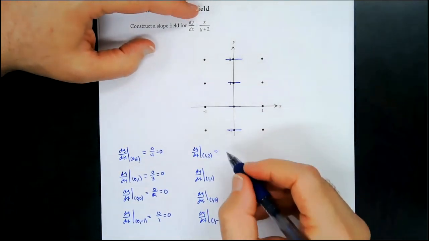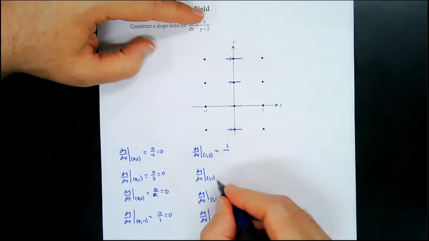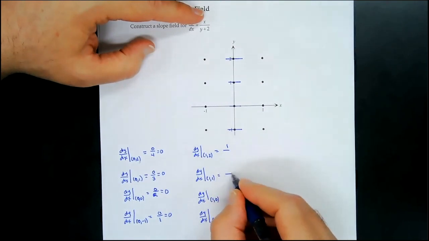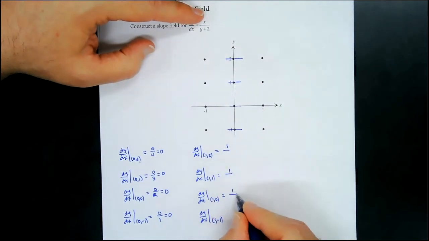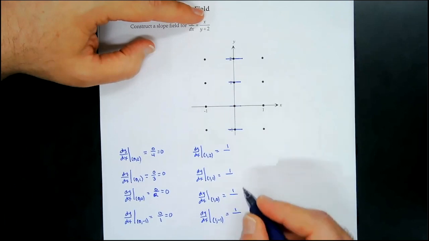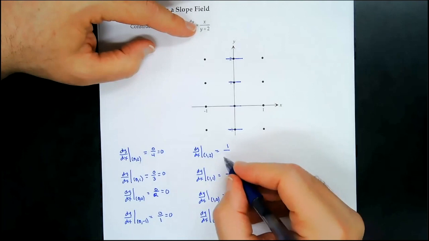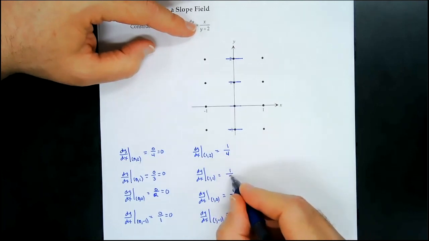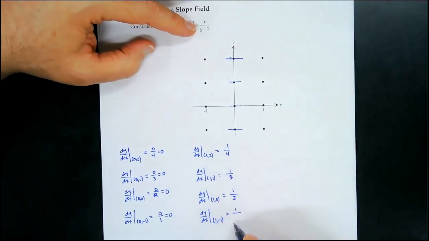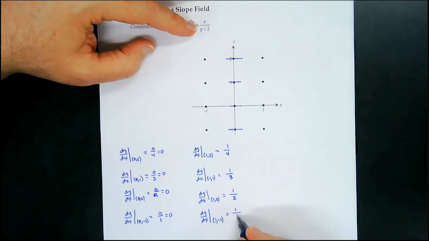So x is going to be 1. Actually, on all of these, the numerator is going to be 1. So what's the denominator going to be? It's going to be y plus 2. So this one's going to be 4. This one's going to be 3. This one's going to be 2. And this one's going to be 1.